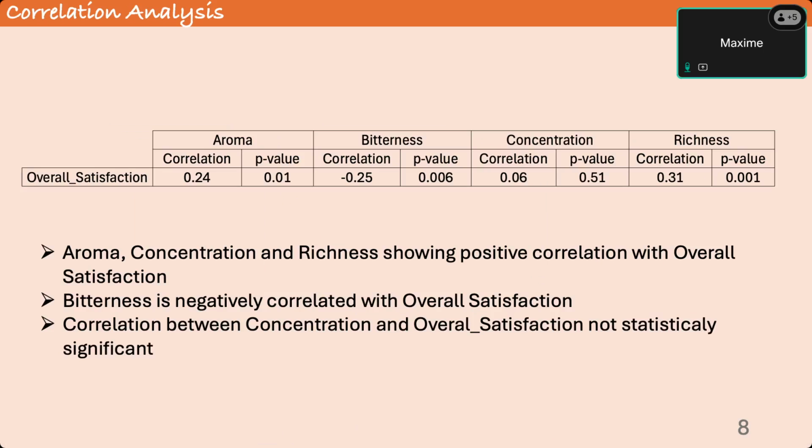For the correlation analysis, it came out that the aroma, the concentration, and the richness positively correlate with the overall satisfaction, while the bitterness is negatively correlated with the overall satisfaction. Out of all our results, the p-value of the correlation between the overall satisfaction and the concentration was above the threshold, so that result was not statistically significant.